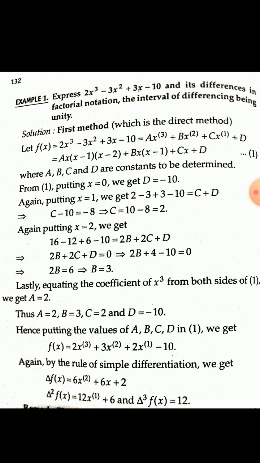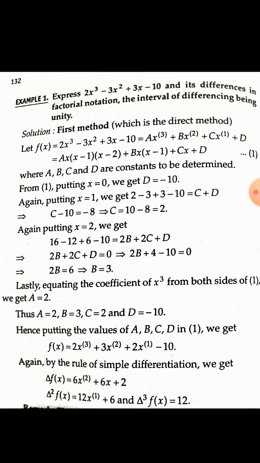From equation 1, putting x equal to 0, we will get D equal to minus 10. Again putting x equal to 1, we will get C plus D equal to minus 8. After simplifying, we will get C equal to 2. Again putting x equal to 2 in equation 1, we will get 2B plus 2C plus D equal to 0. After putting the values of C and D, we will get B equal to 3.